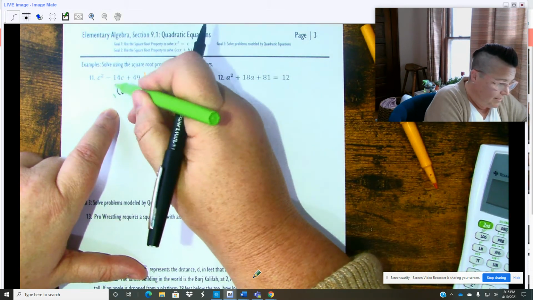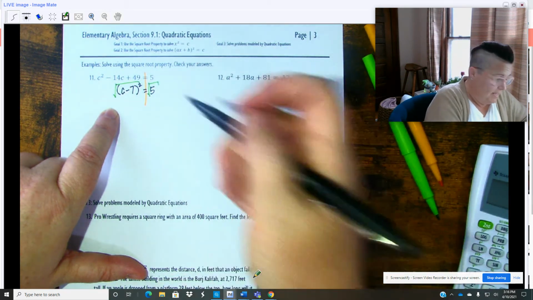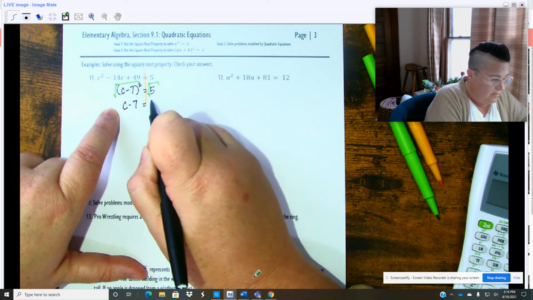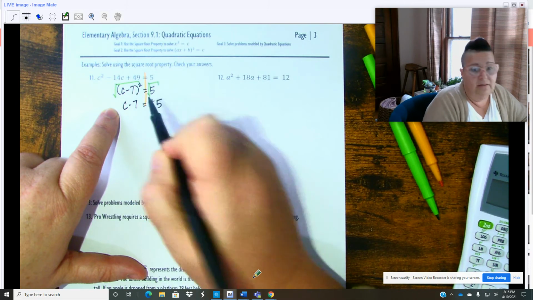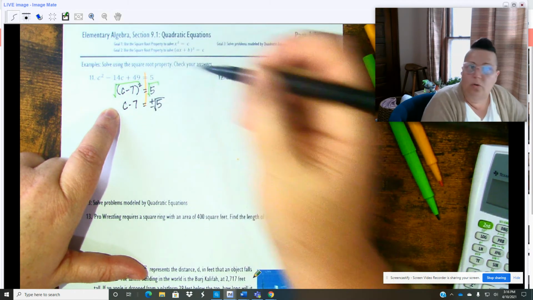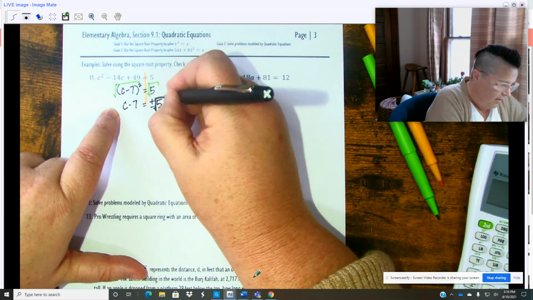Okay. Now what we have is just what we were doing. So we're going to go ahead and take the square root of both sides. Right? This square and the square root leaves us with c minus 7 is equal to plus or minus the square root of 5. Plus or minus, oops, I always forget that. Don't forget your plus or minus like I just did. I need this to be a square root of 5.